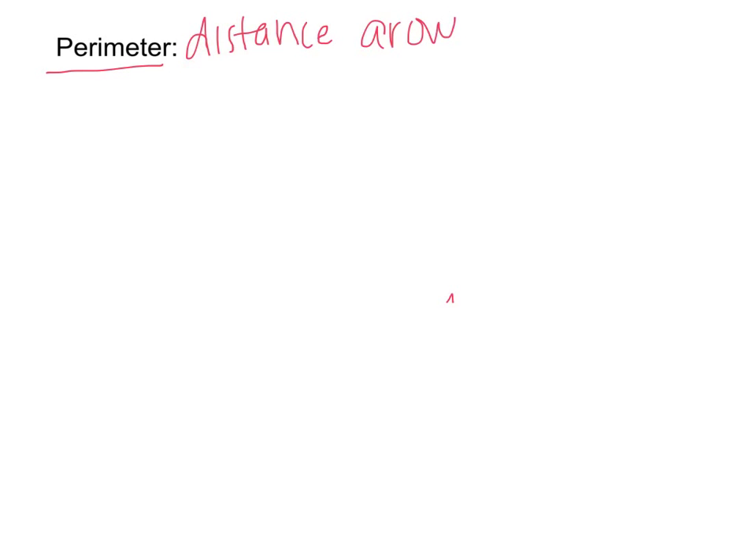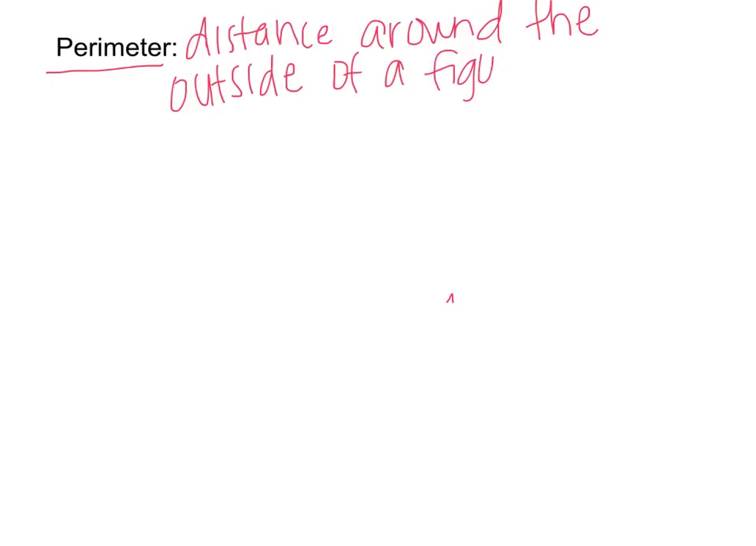Alright, we need to get a definition down, and that is perimeter. Perimeter is the distance around the outside of a figure. What I like to think of is a fence. When I want to fence in my backyard, then I need to find the perimeter. So think of a fence. And again, the key is the outside.